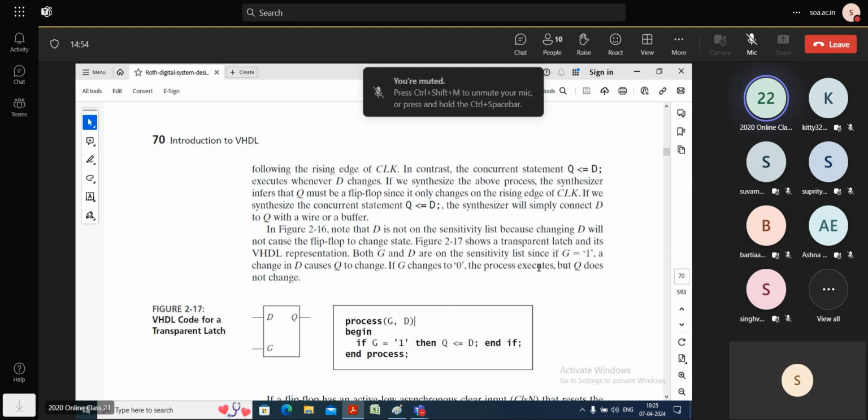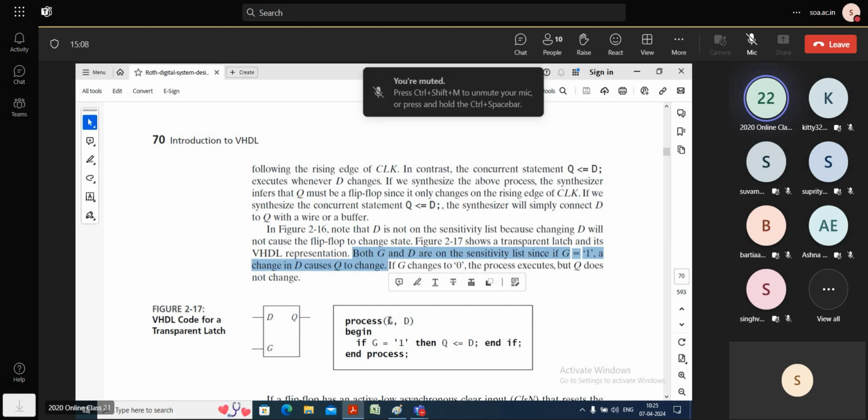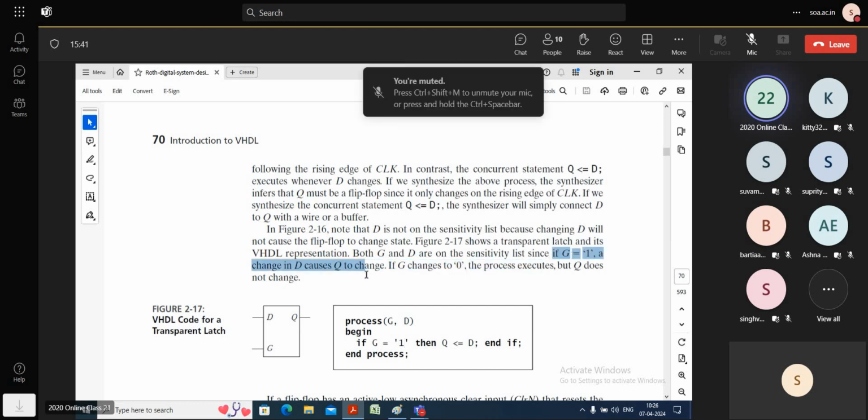So here both G and D are on the sensitivity list. Hence if G equal to 1, a change in D causes Q to change. If the value of G equal to 0, it doesn't matter, so we have written the condition if G equal to 1. So if G equal to 1, then Q equal to D. Now if there is a change in D, that value will be assigned to Q.